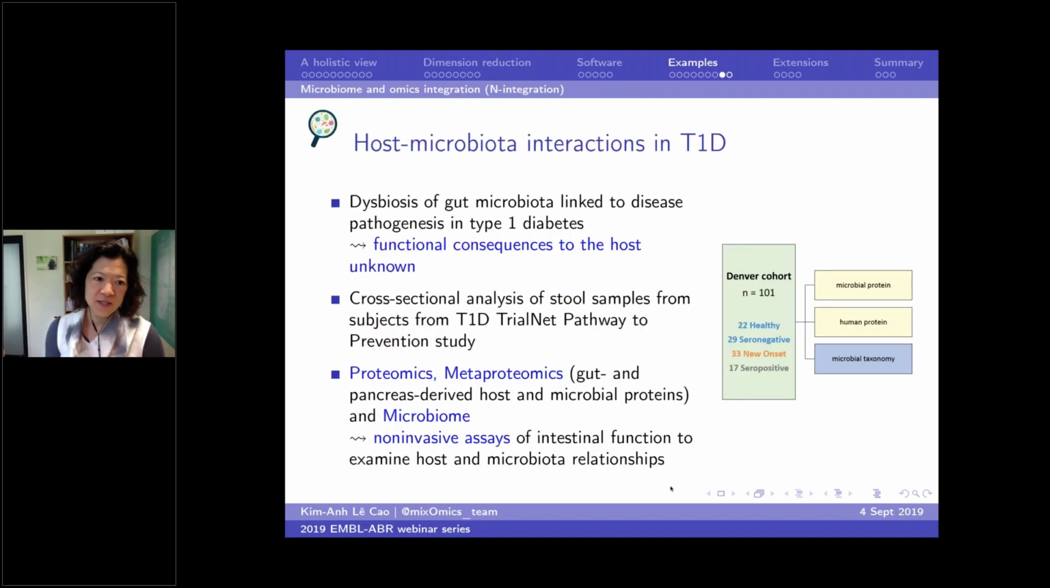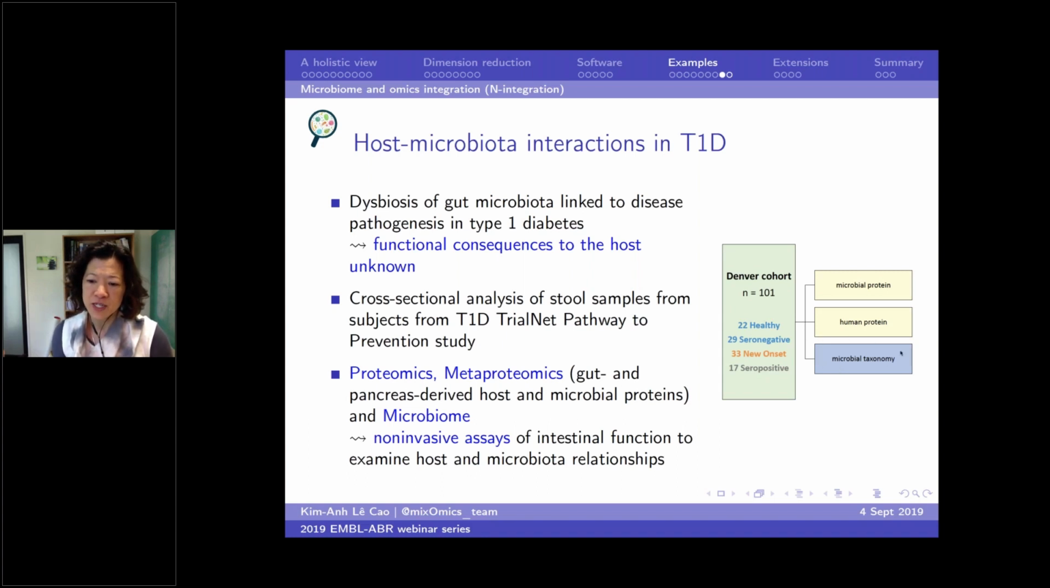The third example is looking at the host microbiota interaction in type 1 diabetes. We don't really know what the link is, or what the functional consequences of the microbiome are in the host. This is work with my colleagues from the University of Queensland in Brisbane. We looked at stool samples from the T1D prevention study. Using mass spectrometry, we were able to quantify the abundance of proteomics and the proteomics from the microbiome as well as the microbiome itself. So we have 3 data types, very non-invasive assays.